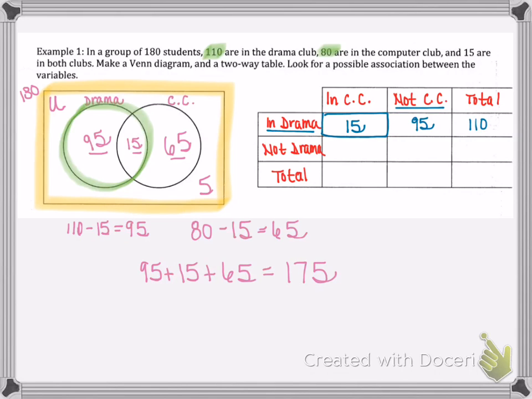Now let's look at not in drama, but in computer club. Those are the students that are in the computer club ring, but not in the overlap. So that's 65 students. And there were 5 students that were not in drama and not in computer club. They were outside in the box. They were the 5. So if we total those up, we get 70 students not in drama. Our total here is going to be adding 15 and 65 to get 80. 95 and 5 gives me 100, so our total here would be 180.